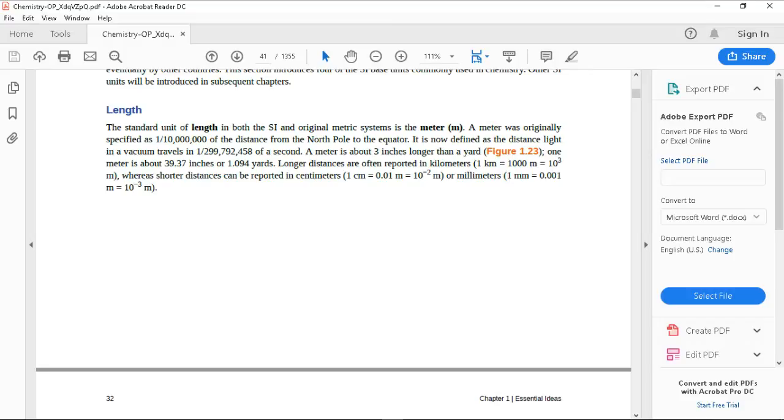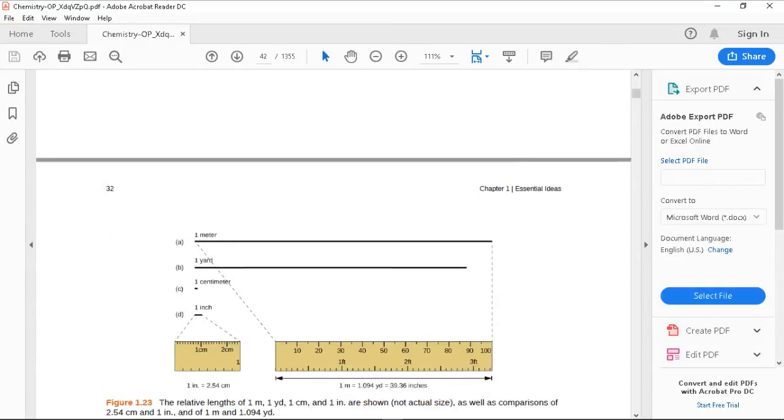Okay, that makes sense. You go 1, 2, 3. Whereas short distances can be reported in centimeters. 1 centimeter equals 0.01 meter or 10 to the -2. Or millimeters. 1 millimeter equals 0.001 meter equals 10 to the -3 meters.